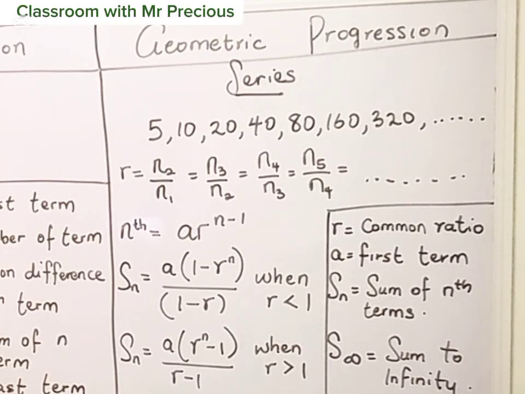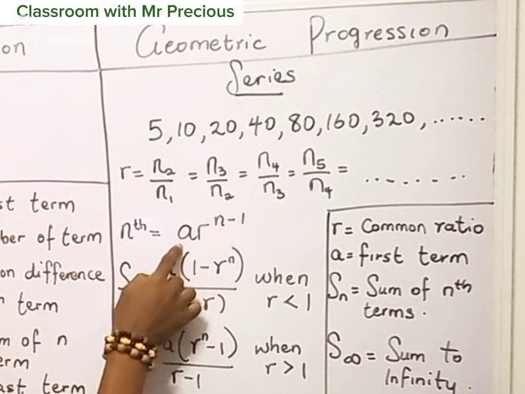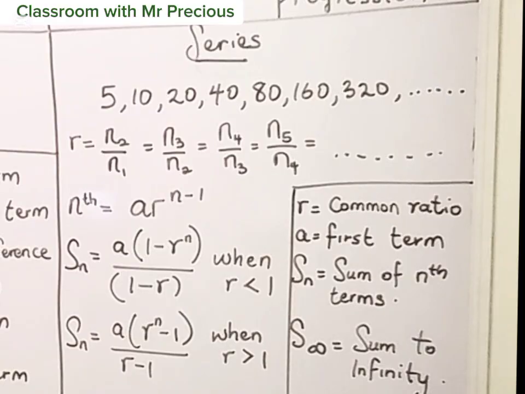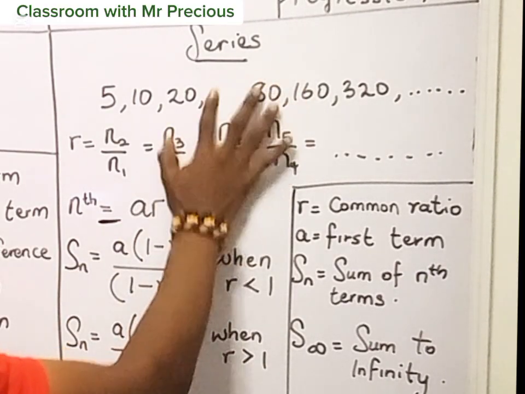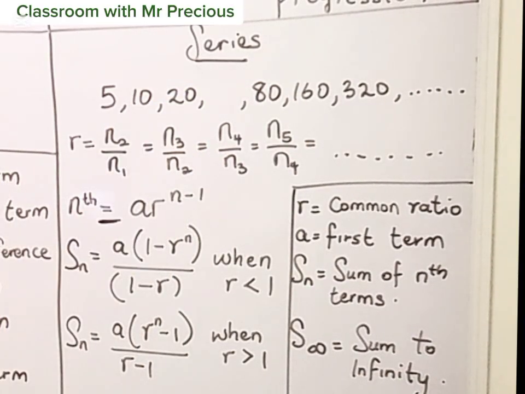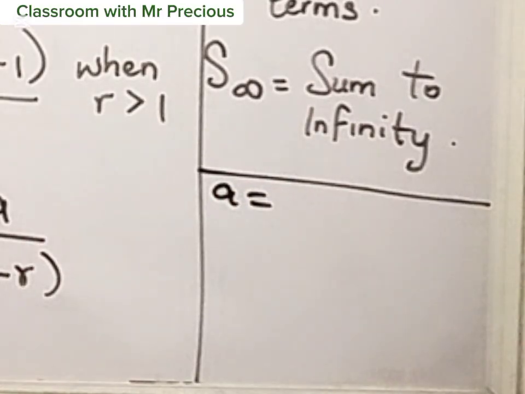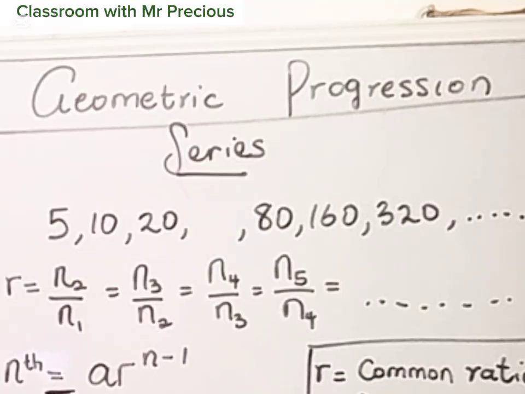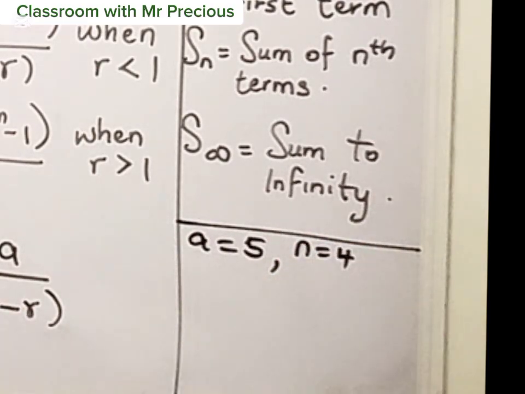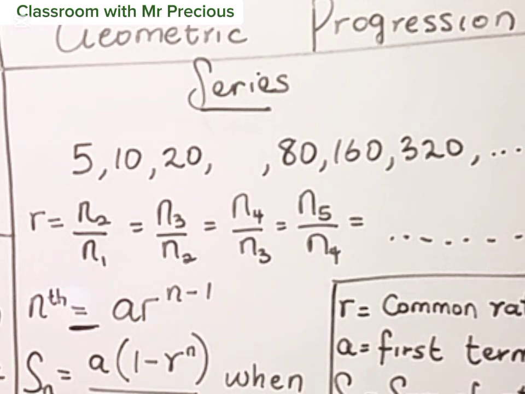The formula for getting the nth term in series is also different. The formula now is a times r raised to the power of n minus 1. So let us say we were not given the fourth term, and you were asked in an exam to get the fourth term of this series. You know the first term. What's the first term? 5. You are looking for the fourth term, so n is 4. What is the common ratio? You can say 10 over 5, you get 2.